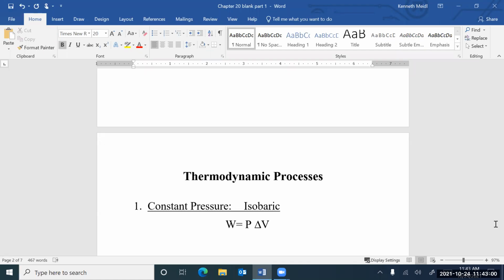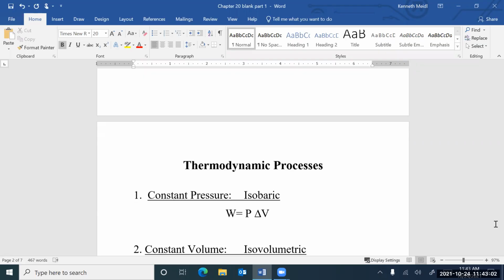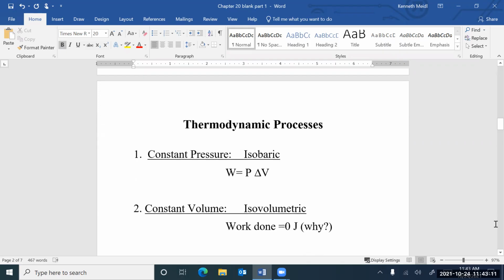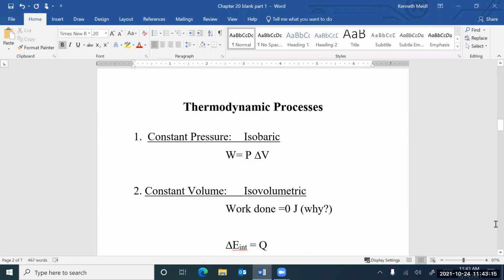So isobaric processes is one of our thermodynamic processes. We have isovolumetric, and in these cases, work done by the gas or on the gas is zero, and you should really know why that happens to be the case.